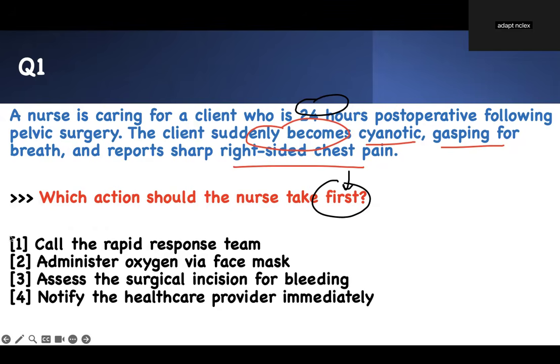But if you look at it carefully, connect the dots. After surgery, you have shortness of breath, gasping for air, and you have chest pain on the right side. This is most consistent with pulmonary embolism, not MI, not myocardial infarction. Therefore, do I call a rapid response? Do I give the patient oxygen? Do I check the surgical incision for bleeding? Or do I notify the health care provider?